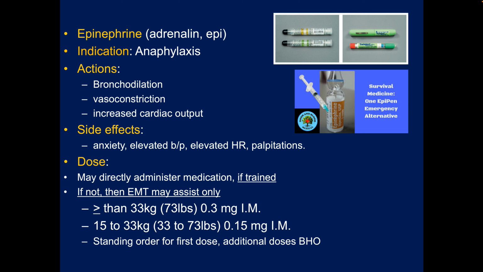So the actions of epinephrine: it's a bronchodilator. So that's your beta 2. It's a vasoconstrictor. That's your alpha 1. And then if you combine the vasoconstriction properties with your beta 1 properties, which increases contractility of the heart and makes the heart beat harder and faster, if you put those two together, that increases their cardiac output.